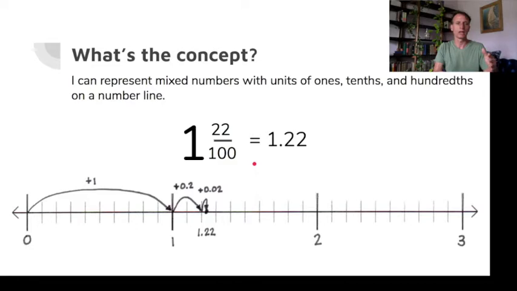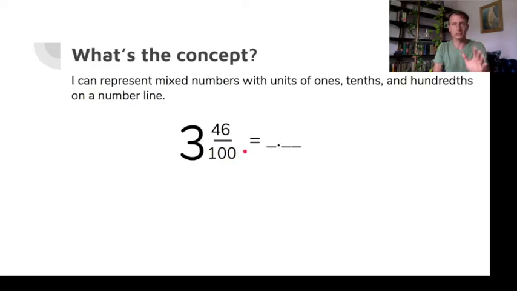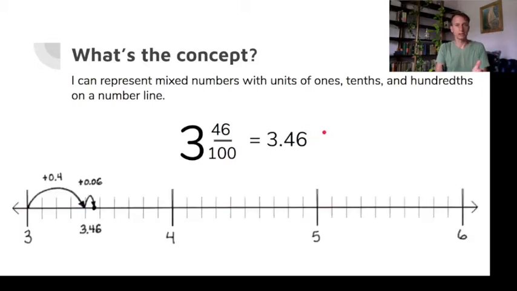Let's do some more. Here's a different number: 3 and 46 hundredths. How would I write that as a decimal? Same thing, 3 and 46 hundredths. There it is on the number line.